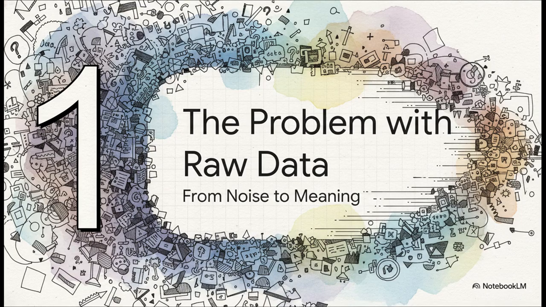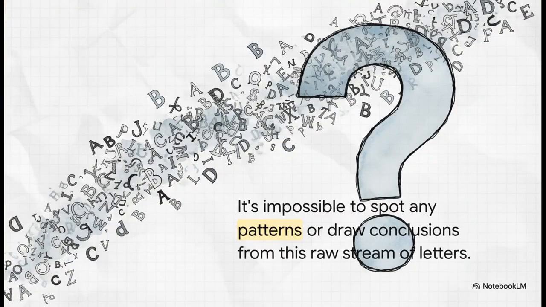Every data story starts in the same place, with a big pile of raw, unorganized information. It's basically just noise. Our whole job is to find the hidden meaning, the signal, inside all that chaos. Just look at this stream of letters. Let's pretend these are answers to a simple survey question. Can you spot any kind of trend here just by glancing at it? It's pretty much impossible, right?